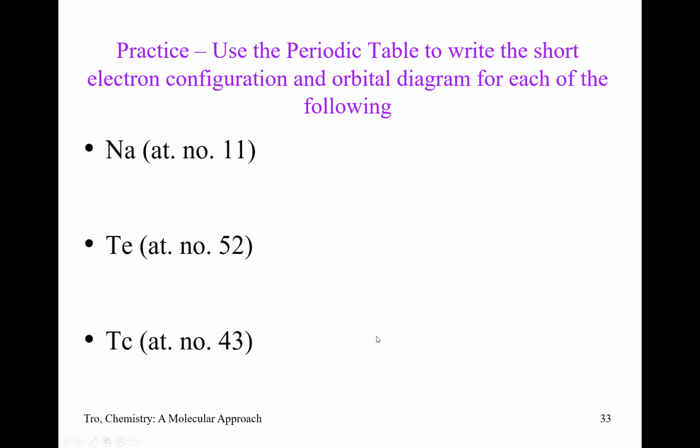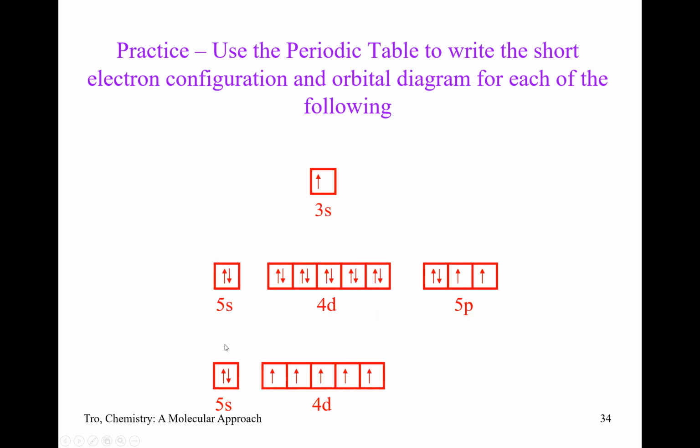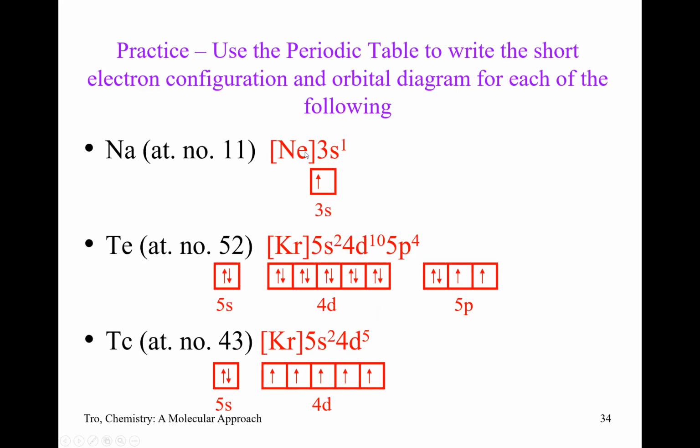Okay, so just a couple other examples. Sodium, so 11 protons, 11 electrons. Te is tellurium 52. Tc is called technetium 43. So the noble gas above it. Sodium is over way on the left. It's in the third row of the S block and the first element. So noble gas and then 3s1.